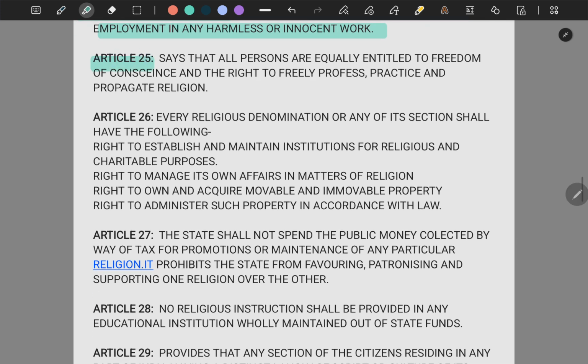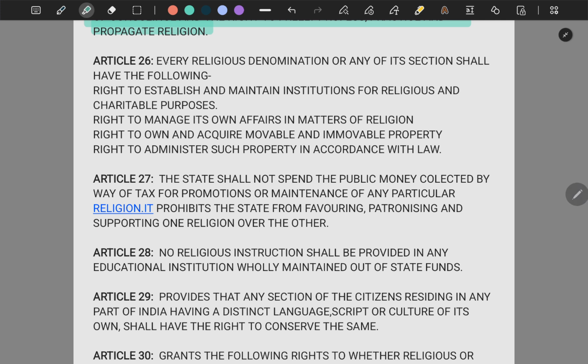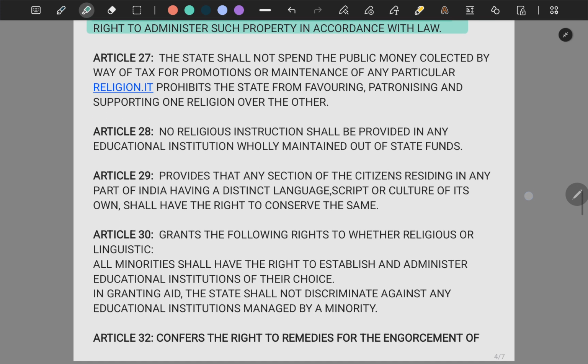And Article 25 says that all persons are equally entitled to freedom of conscience and the right to freely profess, practice, and propagate religion. And next will be Article 26. So every religious denomination, or any section of it, shall have the following rights: the right to establish and maintain institutions for religious and charitable purposes, the right to manage its own affairs in matters of religion, the right to own and acquire movable and immovable properties, and the right to administer such property in accordance with the law. Okay? And next is Article 27.